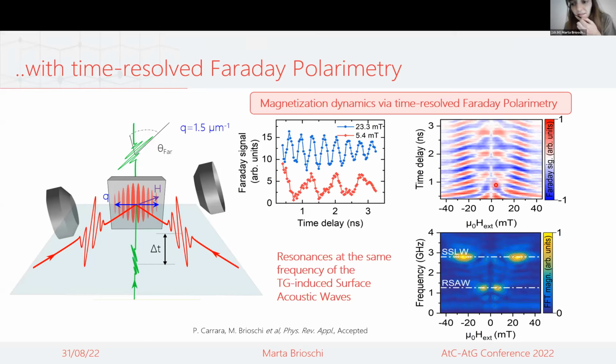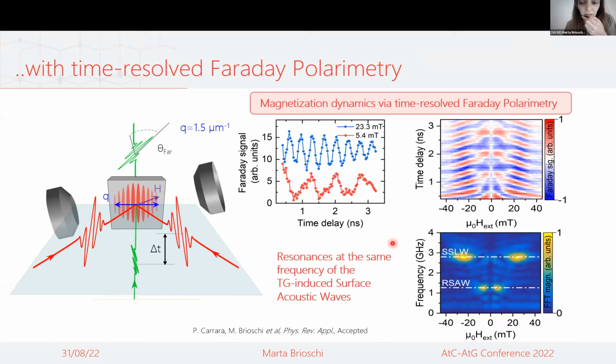And here you can see the intensity of the Faraday signal as a function of the time delay and the external magnetic field. And as you can see, both periodicity and amplitude strongly depend on the external field. And if you look at the Fourier transform of this 2D map, you see clear resonances that happen when the magnetic field is such that you have degeneracy with the acoustic dispersion, which is in line with the fact that the resonances are exactly at the frequency of the transient grating induced surface acoustic waves.